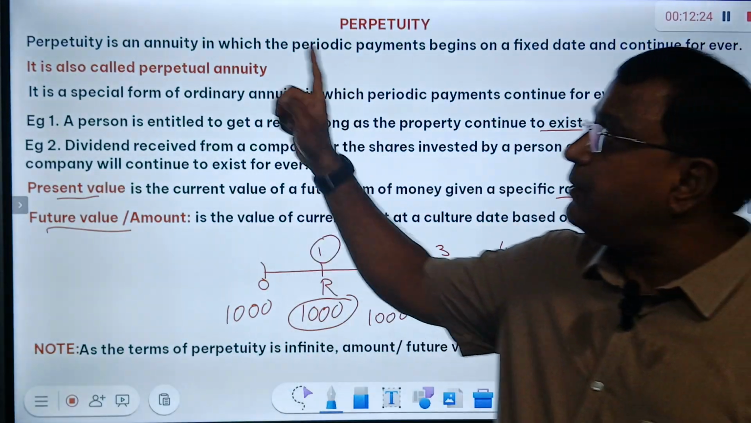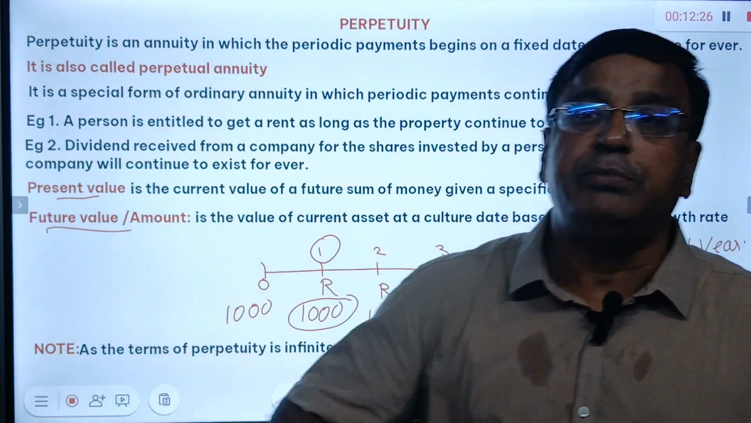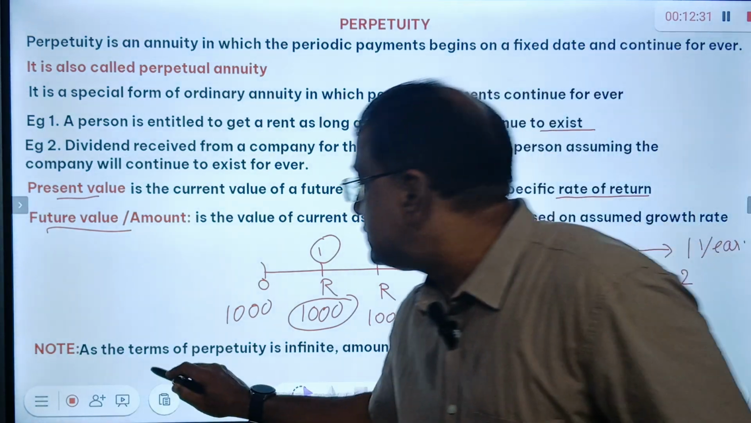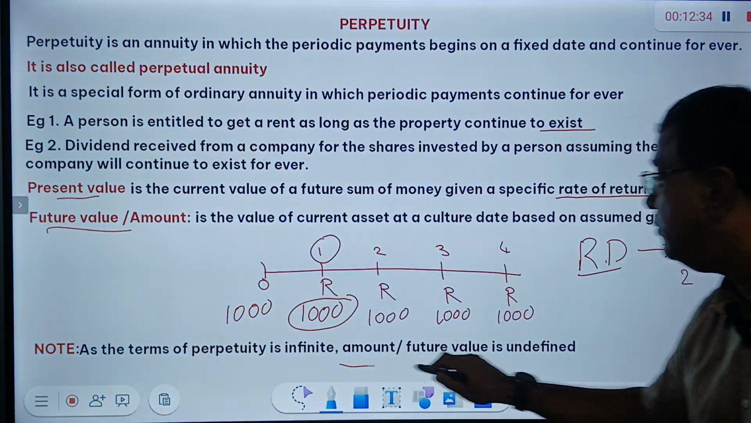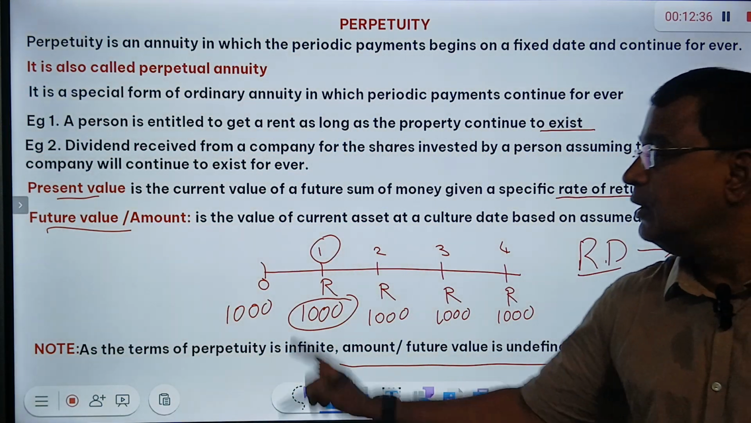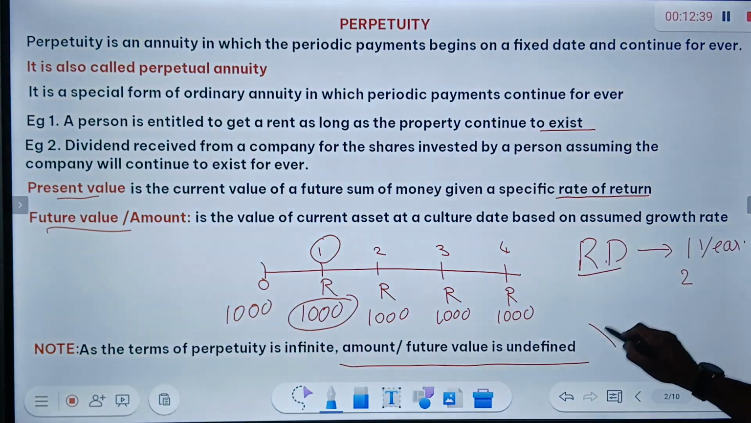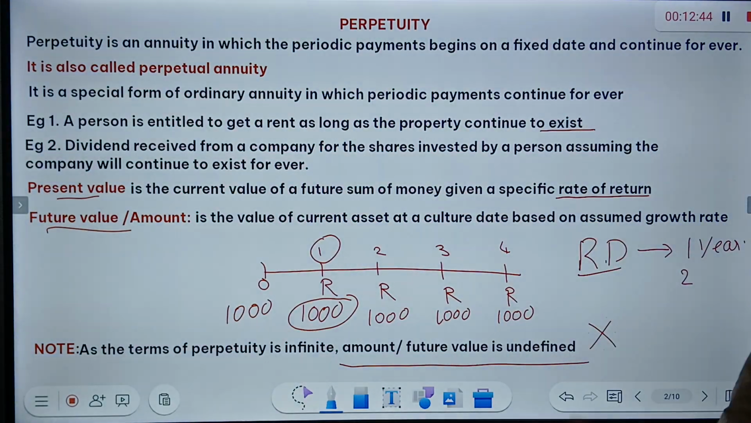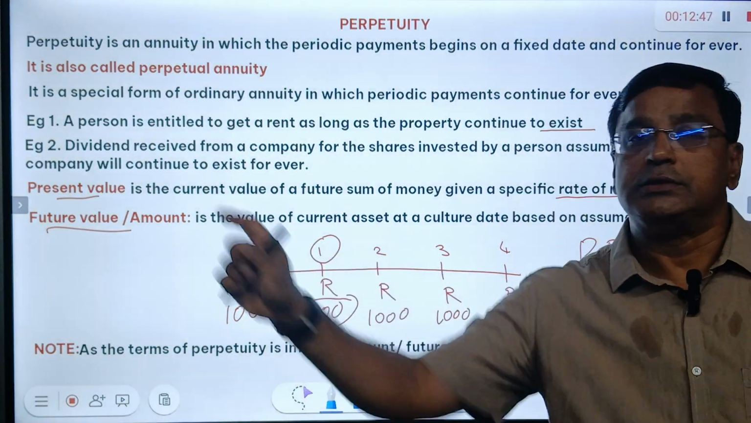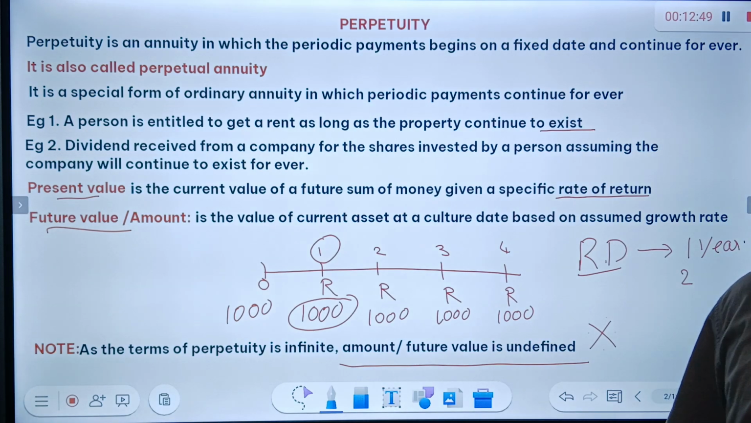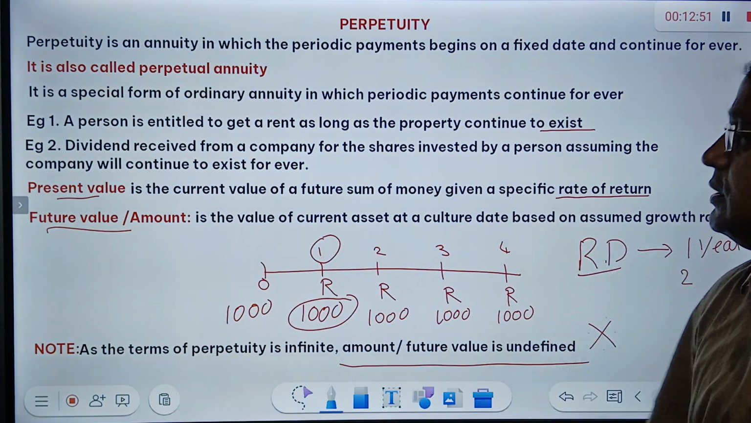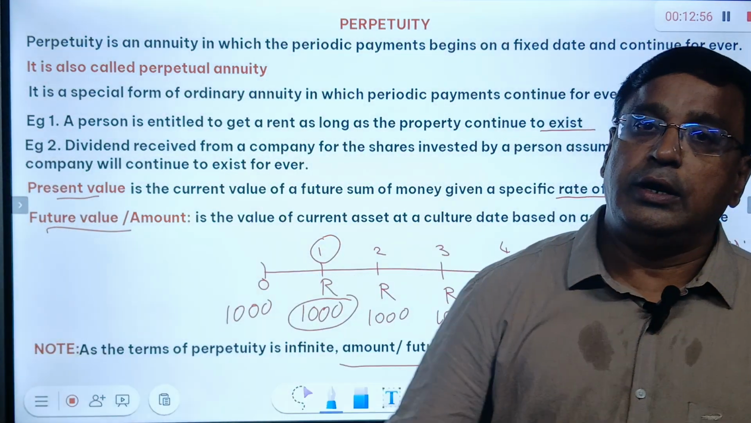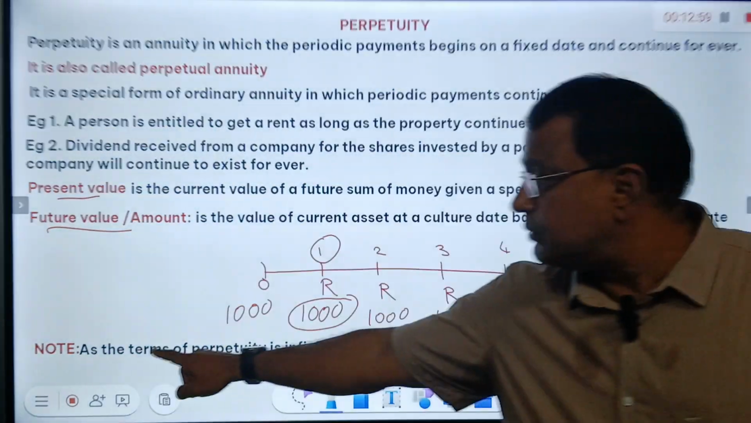But in perpetuity, you don't know when you are going to stop this periodic payment. Since you don't know when you will stop, it is meaningless to talk about future value for a perpetuity. This you should never forget, because they can ask you in an MCQ question. Suppose they say future value for perpetuity is undefined. It is impossible to calculate the future value for perpetuity because the period of payment is indefinite. It goes on forever. N is infinity. So this is something you should not forget.